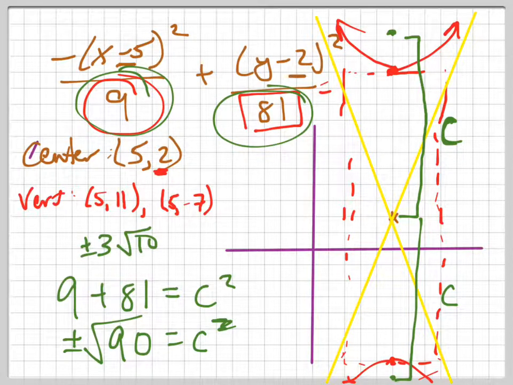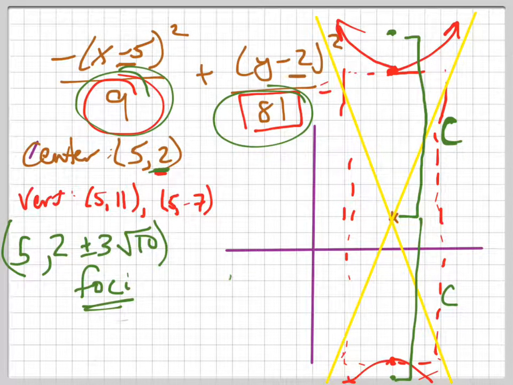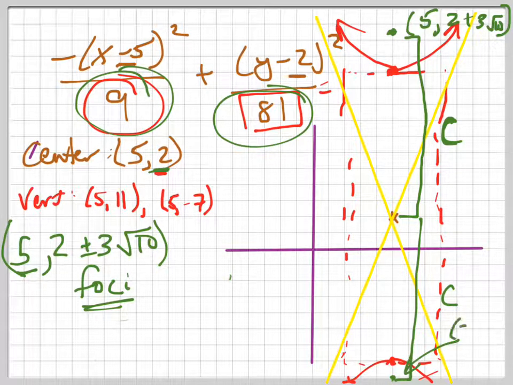So here's what I like to do. I just take 3 square roots of 10 and I add that. Notice I'm going in the y direction, so I'm adding that to the y coordinate. 2 plus or minus 3 root 10, it's that simple. These are my foci. 2 plus or minus 3 root 10 is the y coordinate, and 5 is the x coordinate, of course. So this point up here is 5 comma 2 plus 3 root 10, and this point down here is 5 comma 2 minus 3 root 10. And those are all my important points.